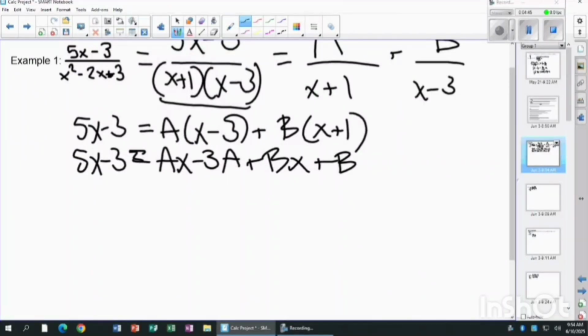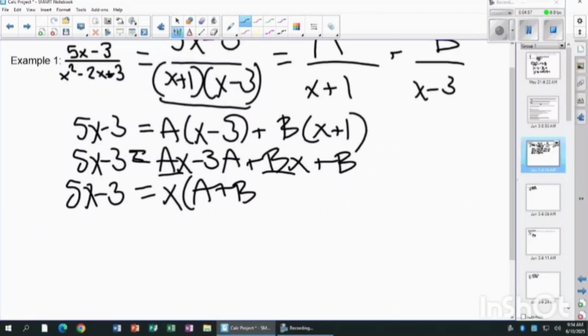So now we have to group these in terms of x. So you still have 5x minus 3 on the left, and then it's Ax plus Bx here, so it would be A plus B. You're just grouping them and then factoring out the x when possible, plus negative 3A plus B.